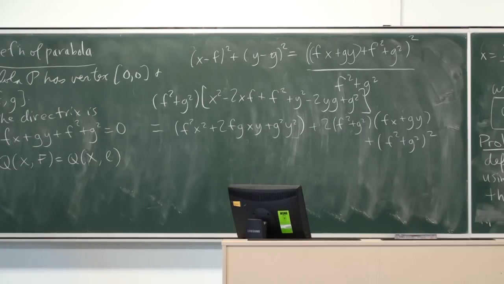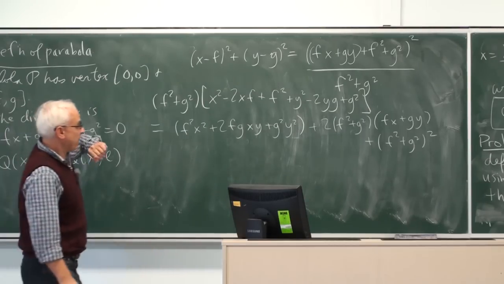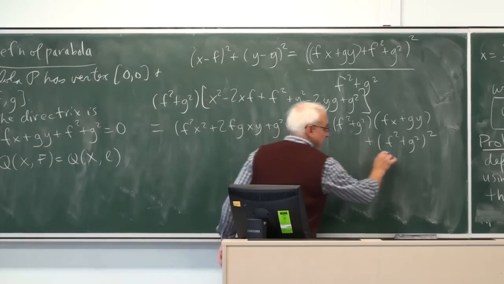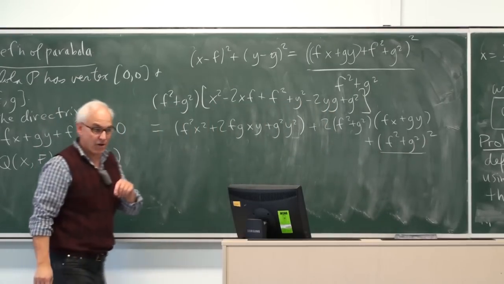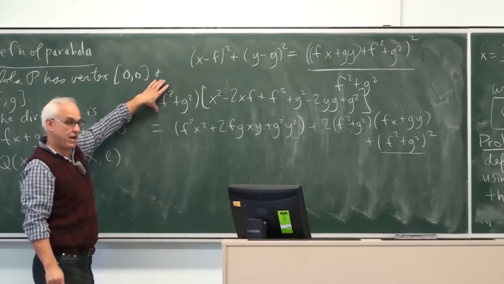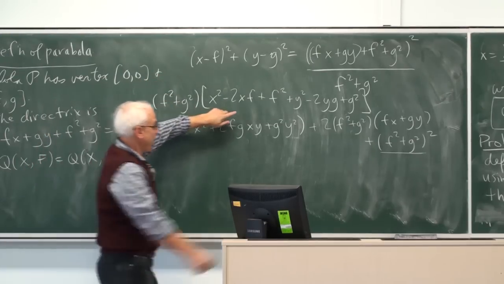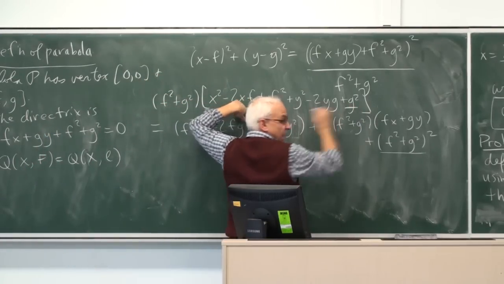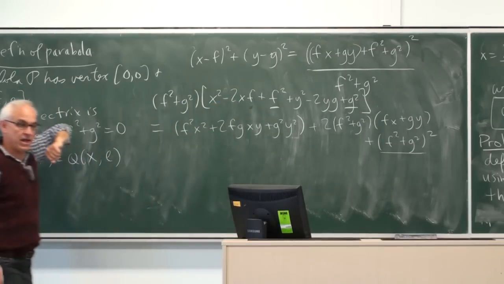Okay, we have to simplify this. Well, it's not so bad because this term here, this f squared plus g squared, squared, also appears on this side. It appears when we take f squared plus g squared and multiply it by this f squared plus that g squared. So they're going to cancel.